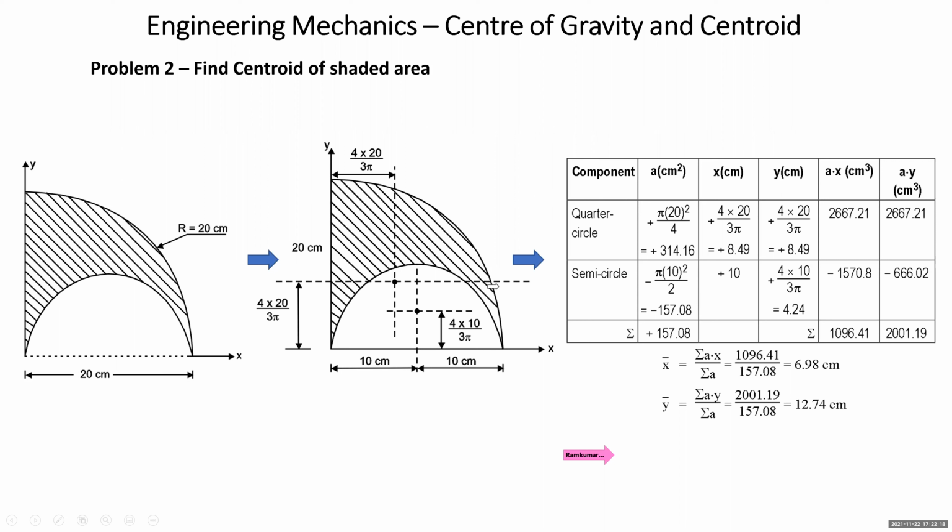Now we have drawn the figure again. This is the given diagram. You don't need to draw it separately, but you have to draw this diagram for working. Now you have drawn the given diagram. Then you mark the centroid of the first quarter circle.